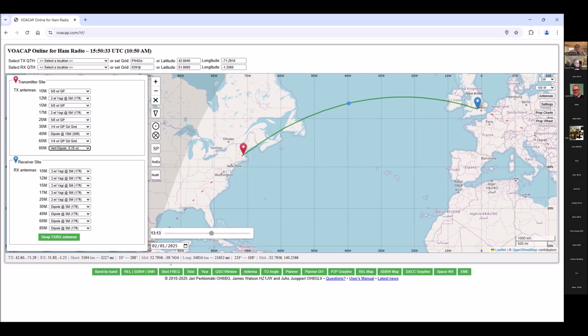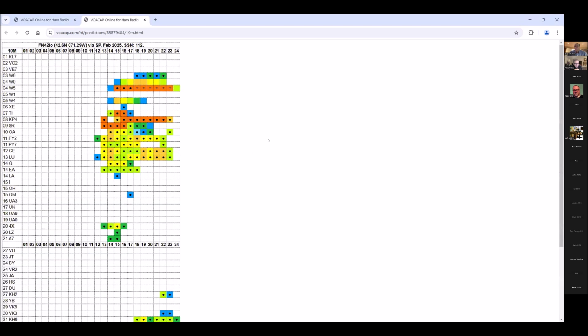Yep. So let me move this. And we are going to go. Where the heck is the planner? Here's the planner. So we clicked on the planner, and the planner produces this page, which basically is a table of contents for the detailed predictions. So let's start with 10 meters. And this is what the prediction looks like.